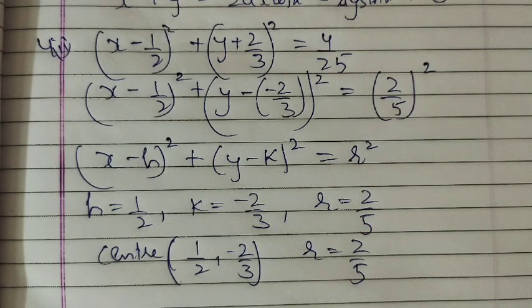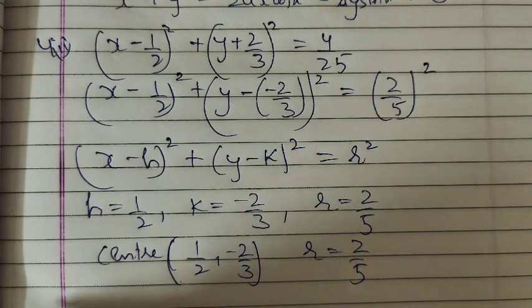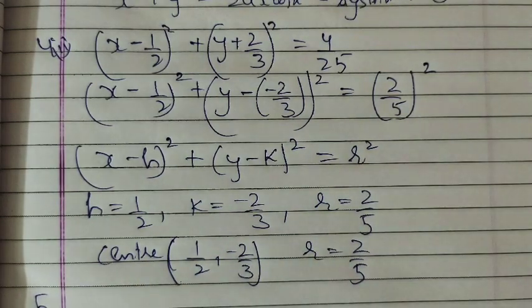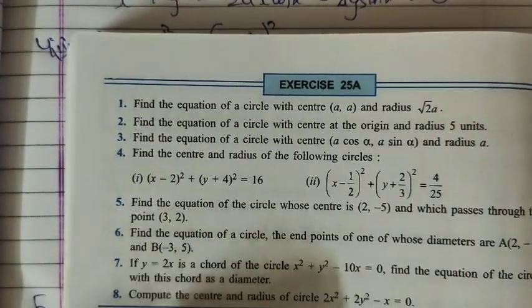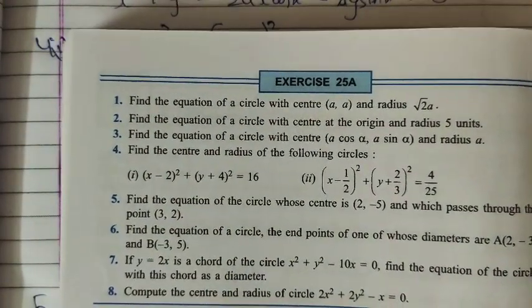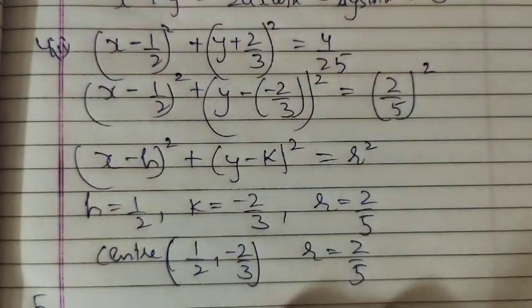Next, question number 5. Find the equation of a circle whose center is (2, −5) and which passes through the point (3, 2). So the center is given and a point is given. So again we know the formula. Just have a look at the question: find the equation of a circle whose center is (2, −5) and which passes through (3, 2).